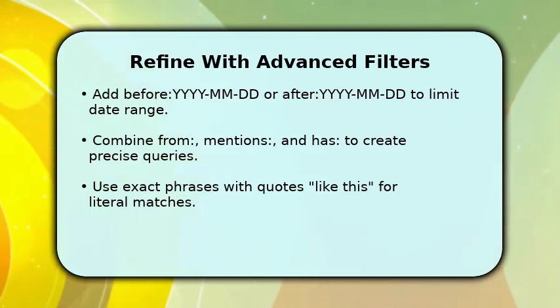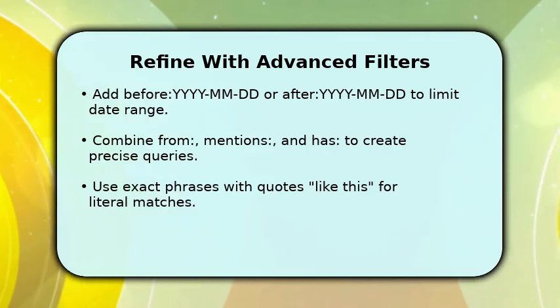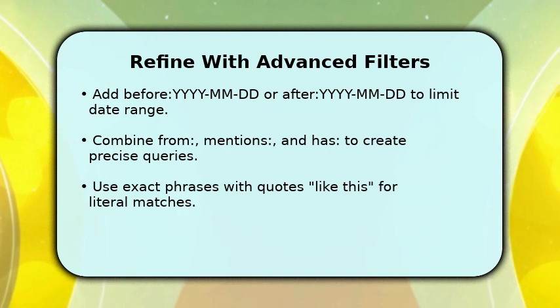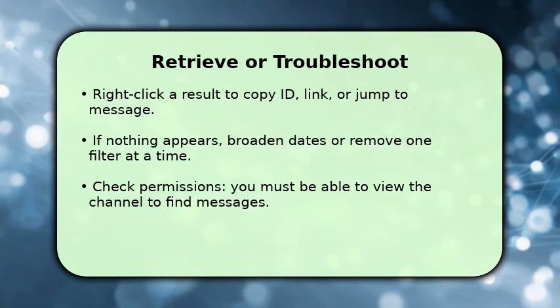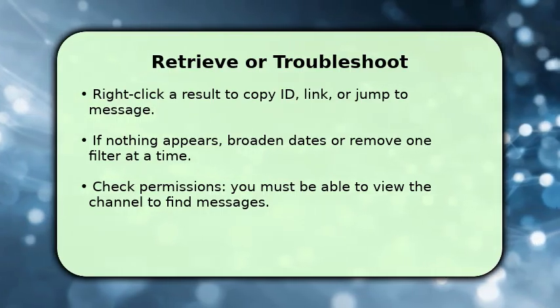Make sure to check channel name if you suspect a specific channel. After adjusting, press enter and review results. Then open the most promising message to confirm the content and times. Finish by opening the matched message and using the three-dot menu to copy message link or jump to conversation.